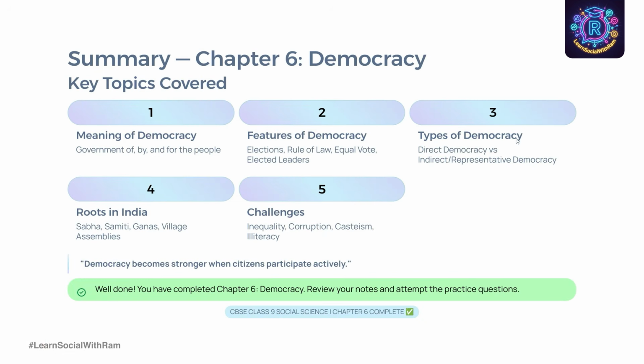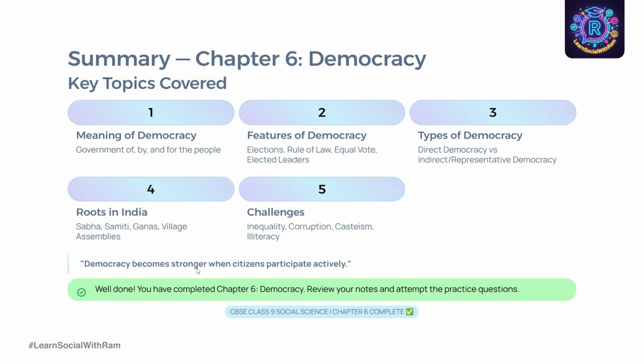Finally, we are towards the end of the chapter. So let us try to revise the complete chapter. Firstly, we studied meaning of democracy, government of the people, by the people and for the people. Then we studied the features of democracy: elections, rule of law, equal vote and elected leaders. Then we studied different types of democracy, direct democracy versus indirect, which is also called representative democracy. Then we also studied the ancient roots of democracy in India: Sabha, Samiti, Ganas, village assemblies. Then finally we learnt about the challenges of democracy: inequality, corruption, casteism, illiteracy.